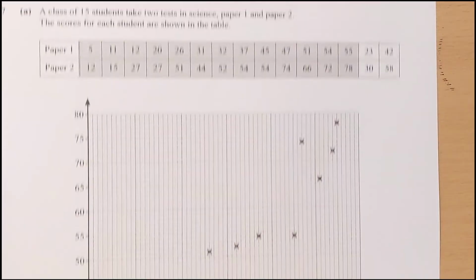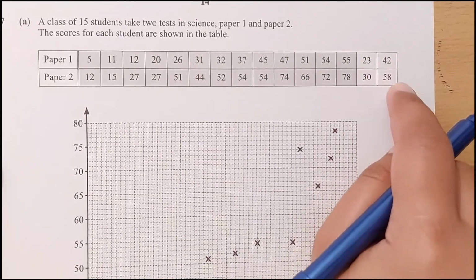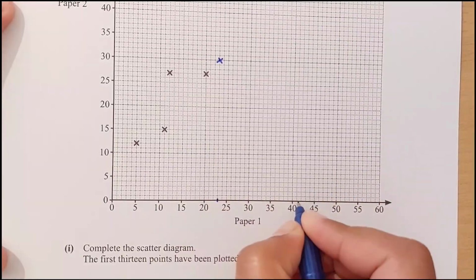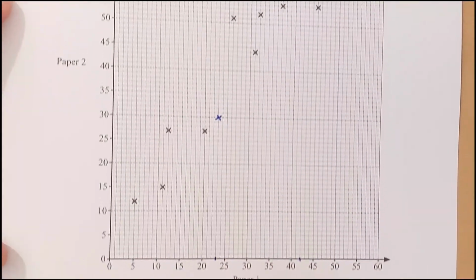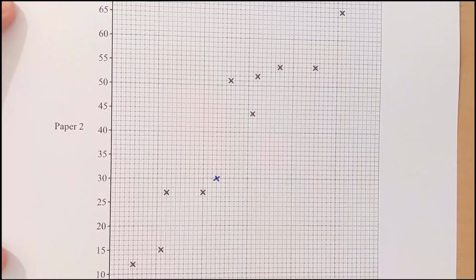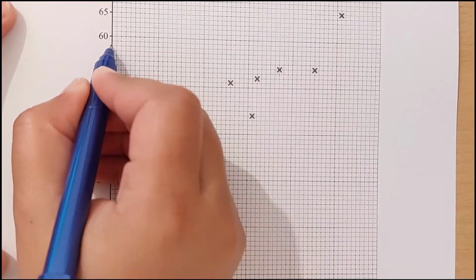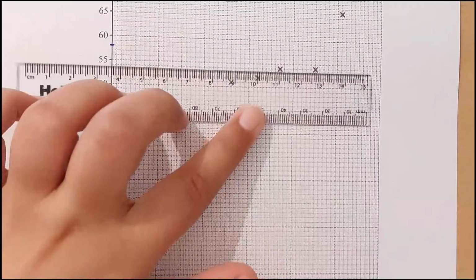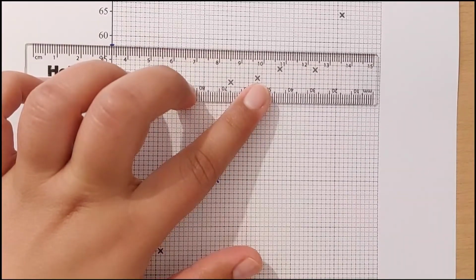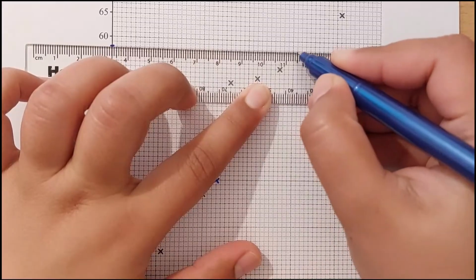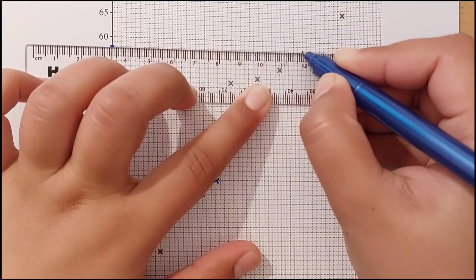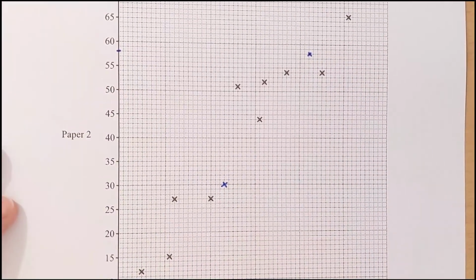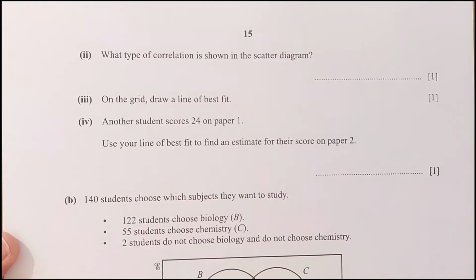Now the last point is 42 and 58. 40, 41 and 42, and 58. This point is 58. This point and this line is 40, 41 and 42. So these are the two missing plotted points.